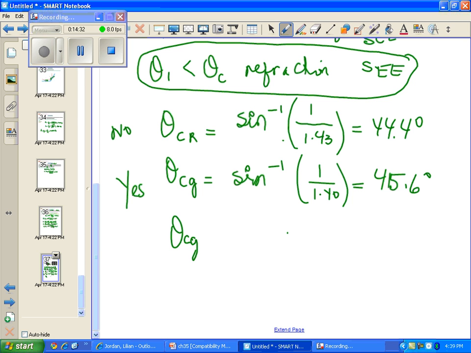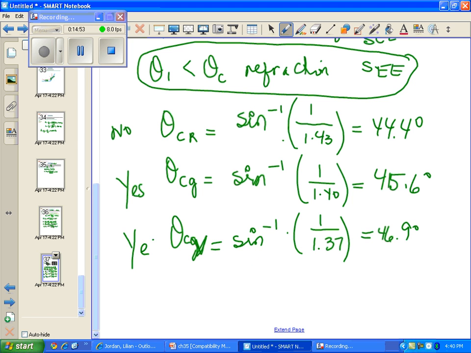Last is theta critical for violet, the last one: inverse sine of 1 divided by 1.37. The answer, 46.9. Is 45 degrees less than 46.9? The answer is yes, so the man will see this color as well.